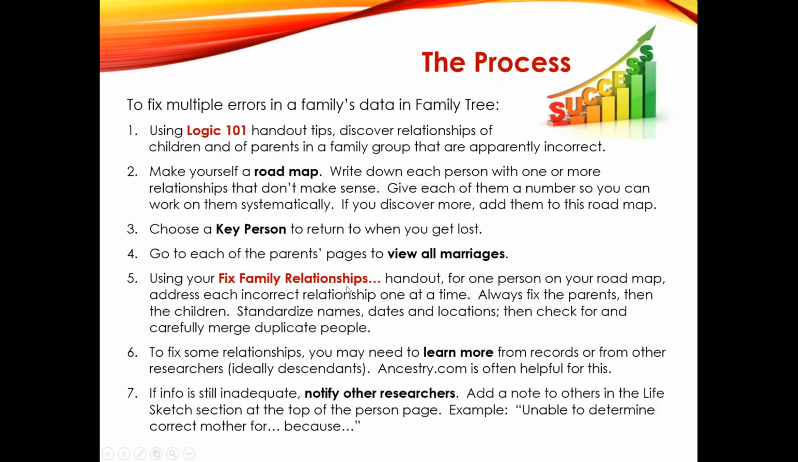Then use your Fix Family Relationships handout for one person on your roadmap, addressing each incorrect relationship one at a time. Always fix the parents first. Standardize names, dates, and locations. I got to say that twice. Standardize names, dates, and locations in every person page you touch. And check carefully for duplicate people, because there may be other people wandering around in the database who need to be merged into this family and can also have their data corrected and prevent people from duplicating ordinances unnecessarily.